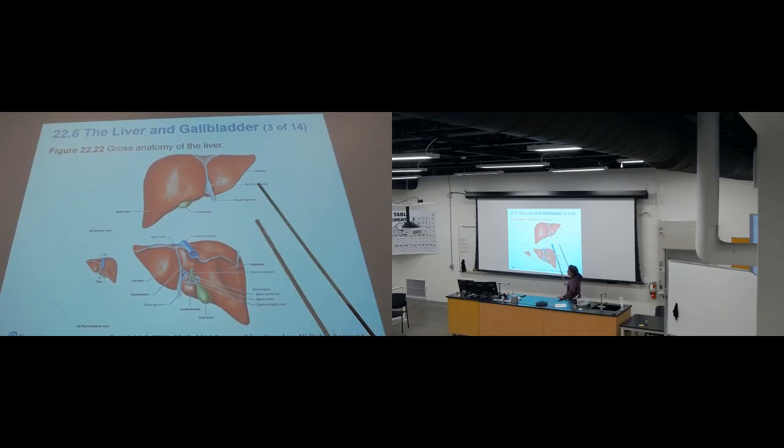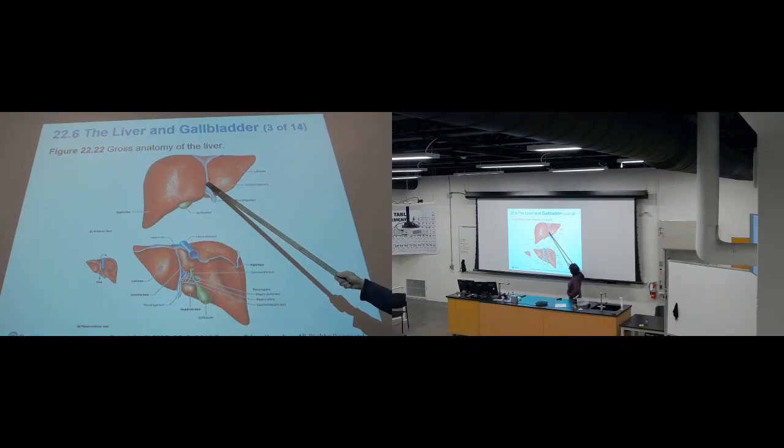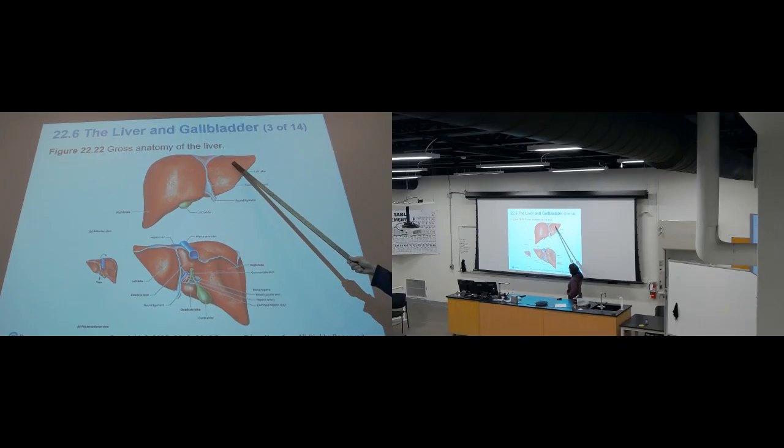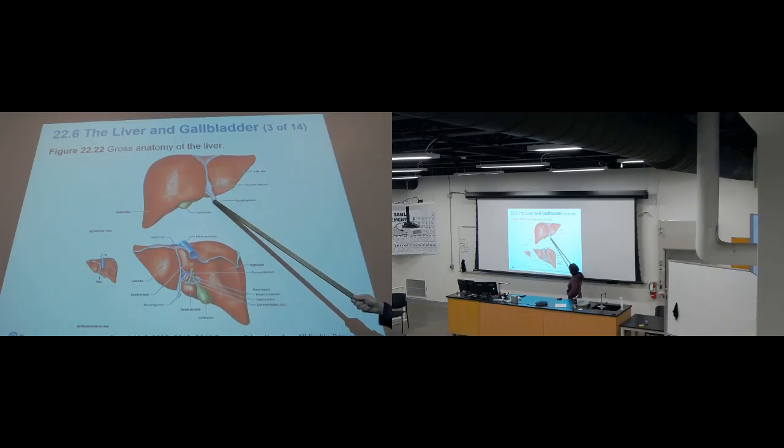And then in the border of this right lobe, we have this ligament that is called the falciform ligament, that holds the liver into the anterior abdominal wall internally. And then to the left side of this ligament, the falciform ligament, we have the left lobe, and then underneath this ligament, we have the round ligament.